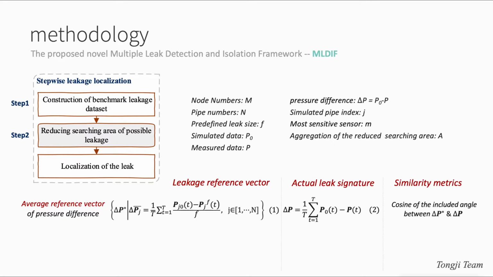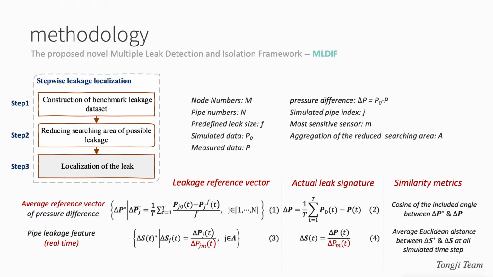The second step is to narrow the area of possible leakages. The average actual leak signature can be calculated by equation 2. The similarity between delta P and delta P star is decided by the cosine distance between them. Only the pipes with the cosine distance greater than the reliable distance are considered to have the risk of breakage and need real-time leakage simulation.